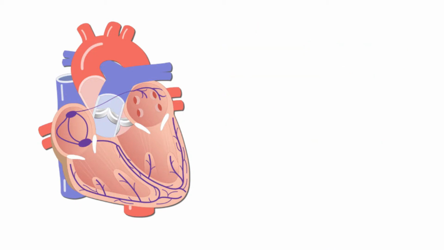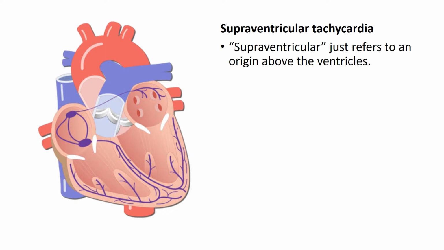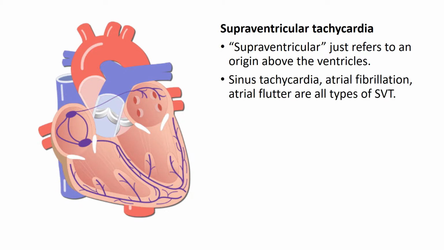Okay, so AFib and A-flutter are out of the way, so let's move on to supraventricular tachycardia, or SVT. I think this is where things start getting a little bit confusing for people. So first, just terminology. The term supraventricular just refers to an origin somewhere above the ventricles, right? Supra for superior and ventricular for ventricles, so superior to the ventricles. So strictly speaking, sinus tach, atrial fibrillation, A-flutter, those are all different types of SVT.